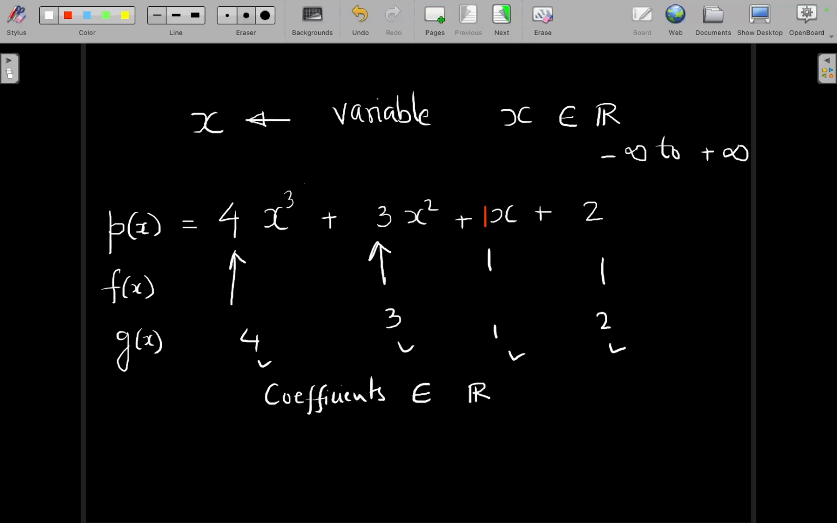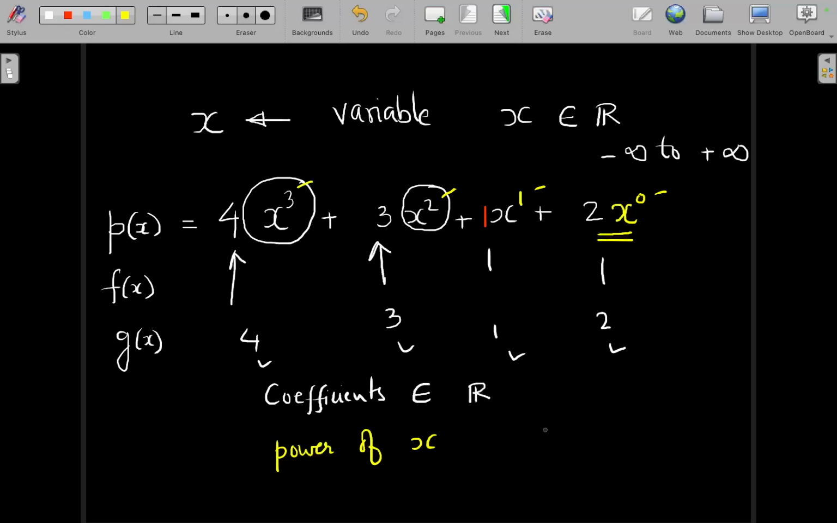Now that leaves us with the discussion of the power of x. In this case 3, 2, 1, and now there is nothing here, but you can write x raised to 0. So you can say that here the power is 0, and these powers, in this case 3, 2, 1, 0, have to be nice natural numbers like 1, 2, 3, 4, 5, 6, 7, 8. So we say that the powers of x are elements of the natural numbers.